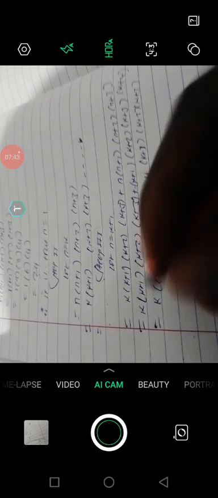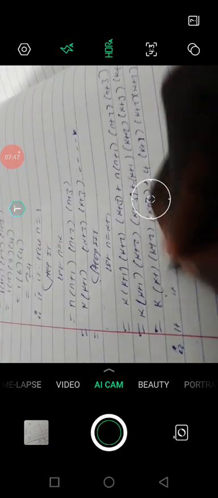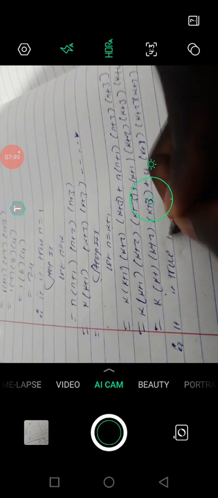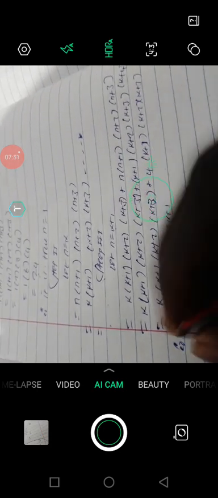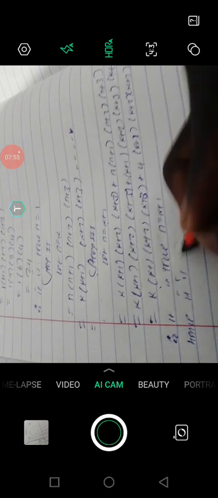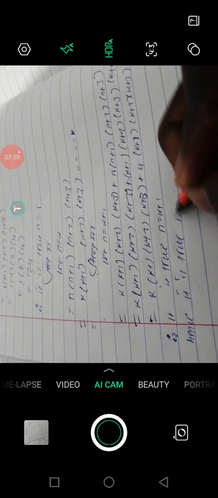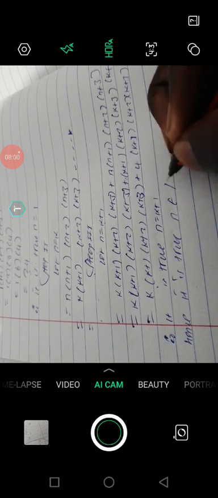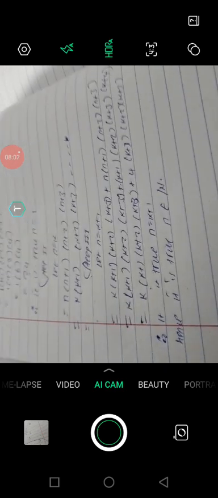Then you can even conclude to say, therefore, it is true for n is equal to k plus 1, hence it is true for n is a member of what? Natural numbers. Thank you very much.